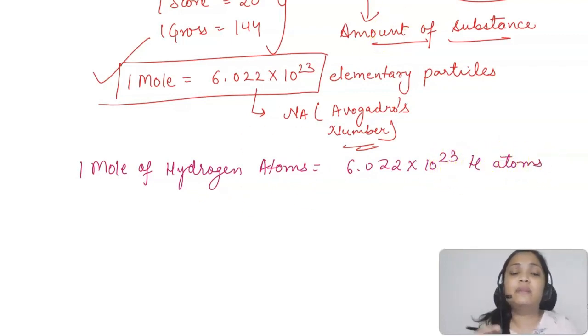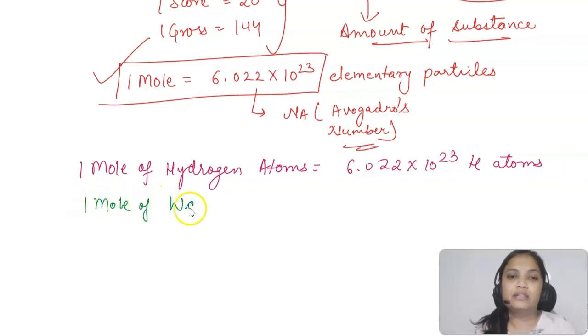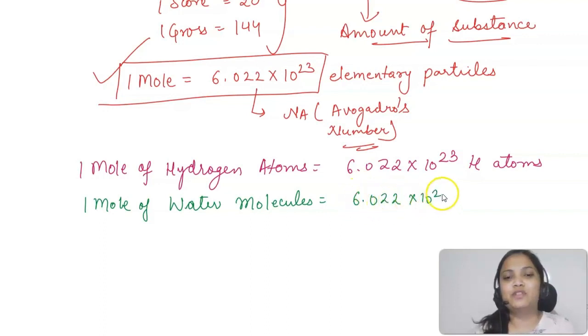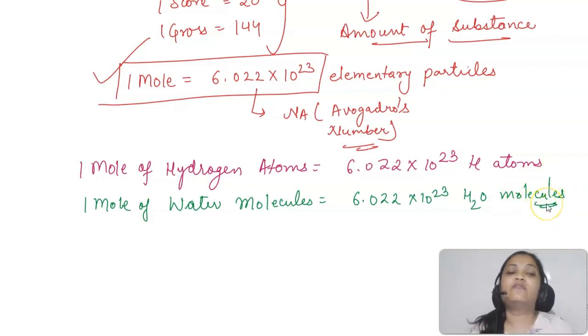Similarly, if I am having 1 mole of water molecules, let's say, how many molecules are there? Is the value going to change? No, right? I've just told you that the value is going to be the same, which is 6.022 into 10 to the power 23 water molecules. Okay, the value is going to remain the same. That is not going to change at all.